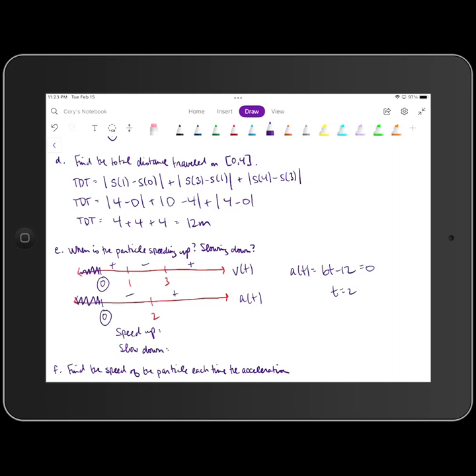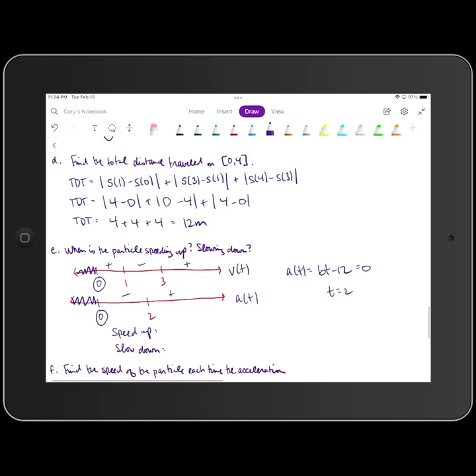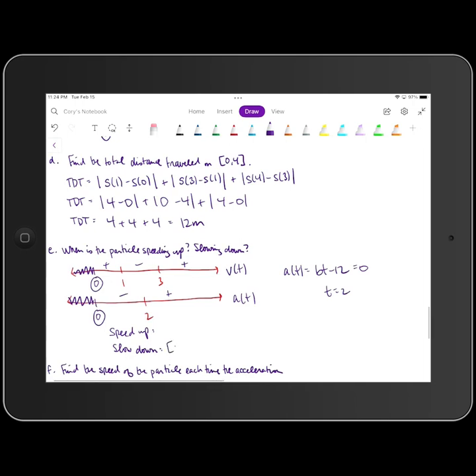Okay, so let's just work from left to right on our graph. On the interval from 0 to 1, velocity is positive, acceleration is negative. So the signs are opposite. That means that our particle is slowing down. Now, I'm using a bracket at 0 because 0 is not a 0 of either velocity or acceleration. Velocity is going to be positive at 0, acceleration is going to be negative.